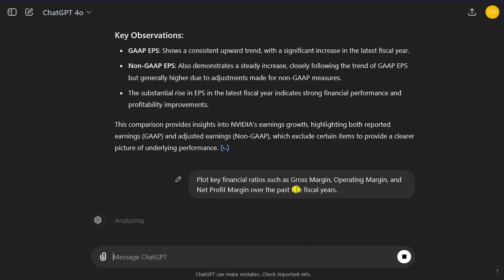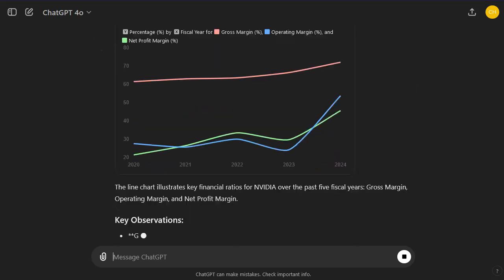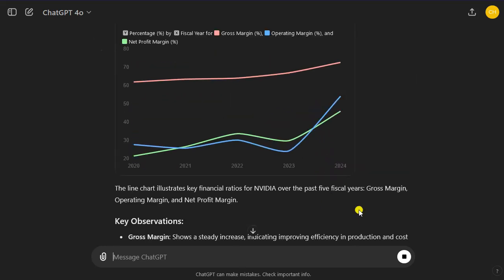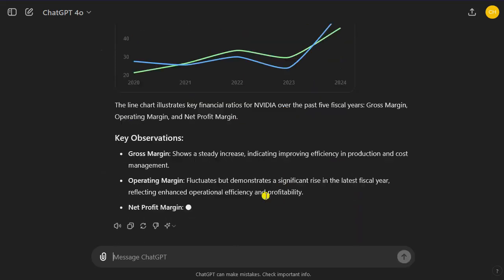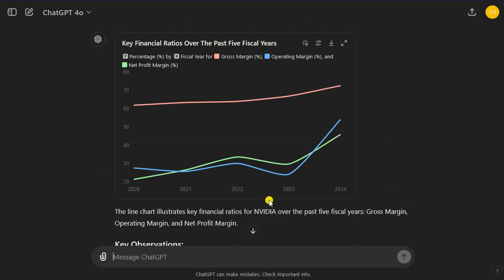We want to plot key financial ratios such as gross margin, operating margin, net profit margin over the past 5 fiscal years. It's kind of the dream tool, right, for financial analysis. I don't know why it's not more common yet. They can just ask any type of question and get the immediate answer for it. Here we see the key financial ratios.